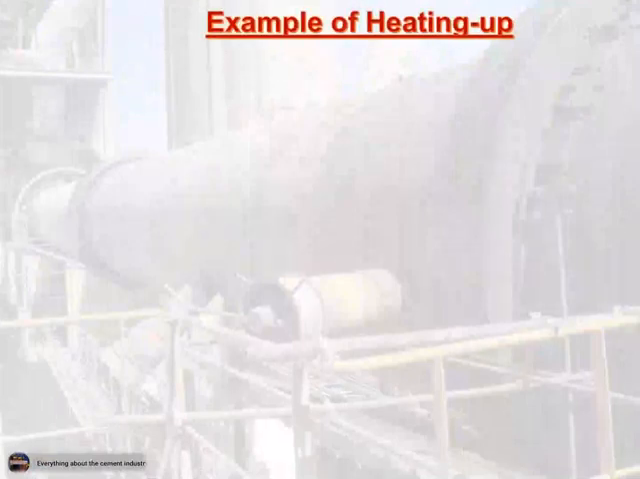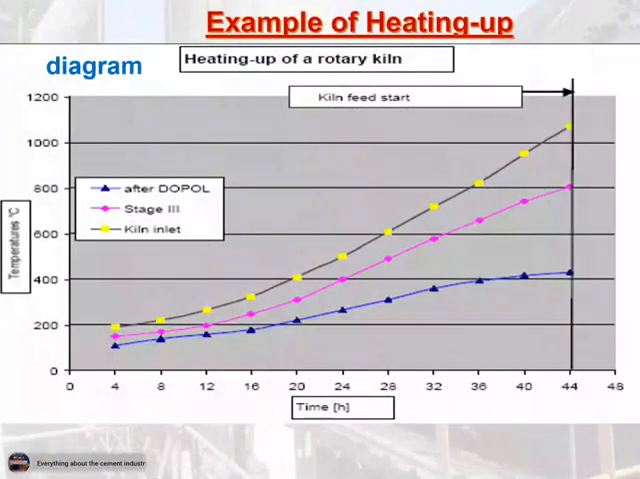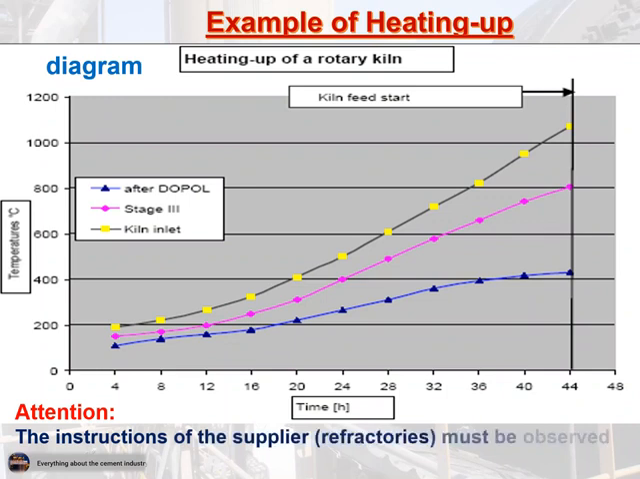Example of heating up. This diagram illustrates the relationship between temperature and time in hours, in 3 parameters: 1. After dopole, ID fan. 2. At stage 3. 3. At kiln inlet. Attention! The instructions of the supplier of the refractories must be observed.